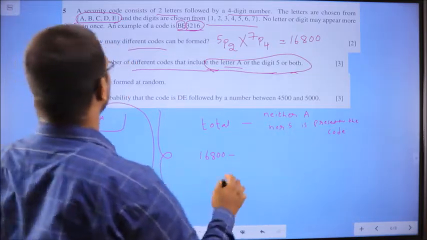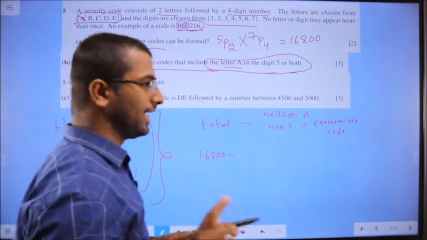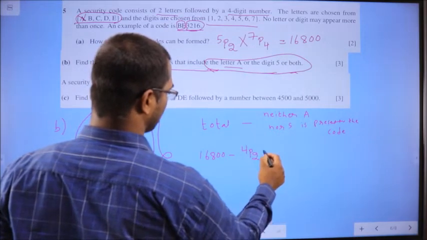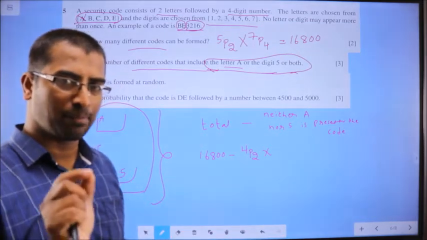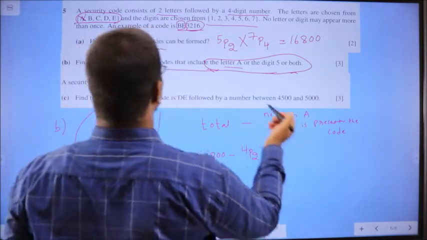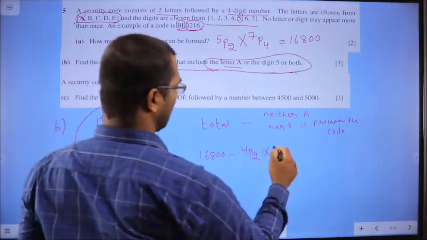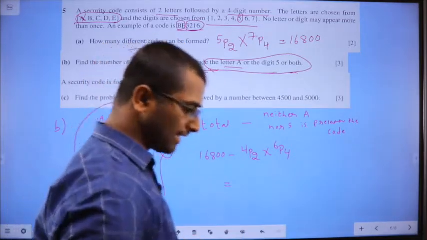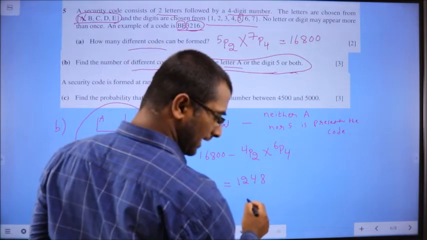Neither A nor 5. Now I cannot select A. So I am left with 4 letters and I need to select 2 letters of them. So 4P2. It's not just selecting. After selecting, I am also arranging it. That is why P is coming. Into. Now I should not consider 5. So 6 numbers, I need to select 4. So 6P4. So put this entire thing in the calculator. You get 12480.